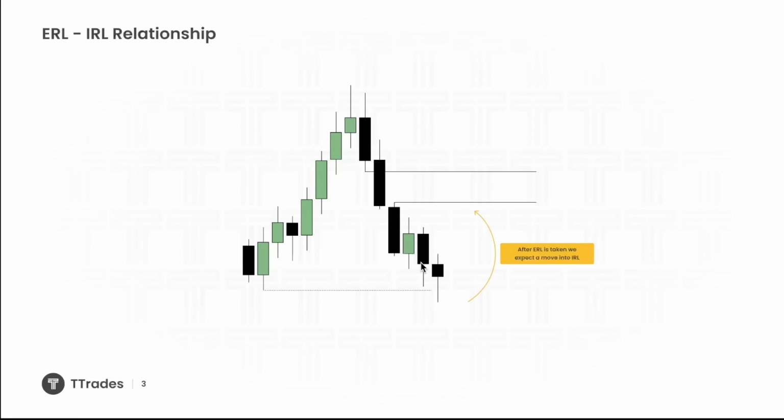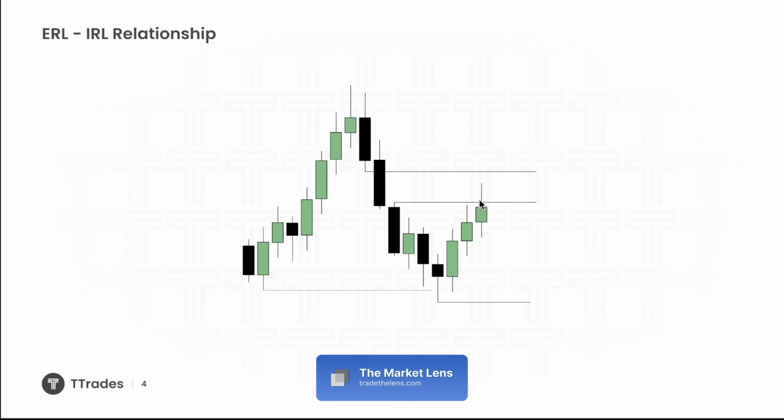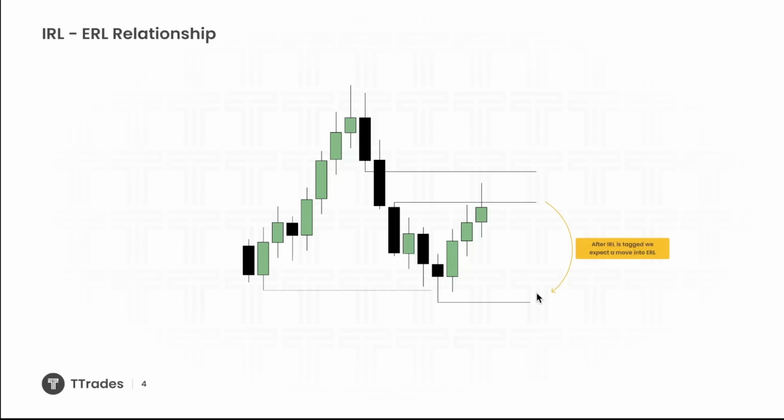So for example here, after we have purged sell-side liquidity or external range liquidity, I would anticipate price to move back into the range and go into internal range liquidity. Now here, after reaching internal range liquidity, if this is where we are going to form a lower high, this is where I'd anticipate price to move from internal range liquidity to external range liquidity.